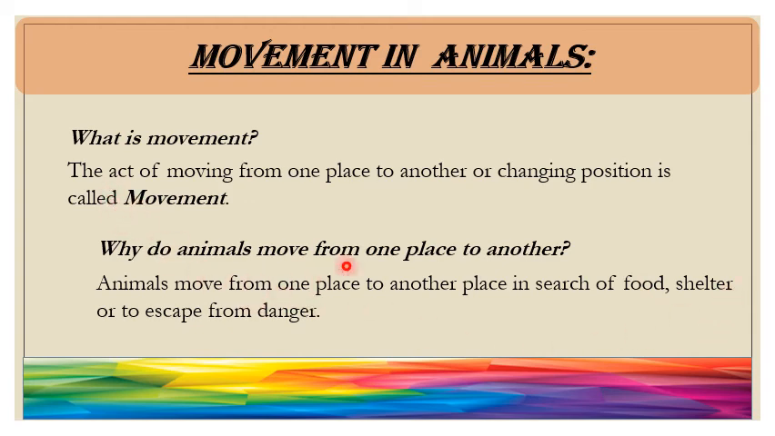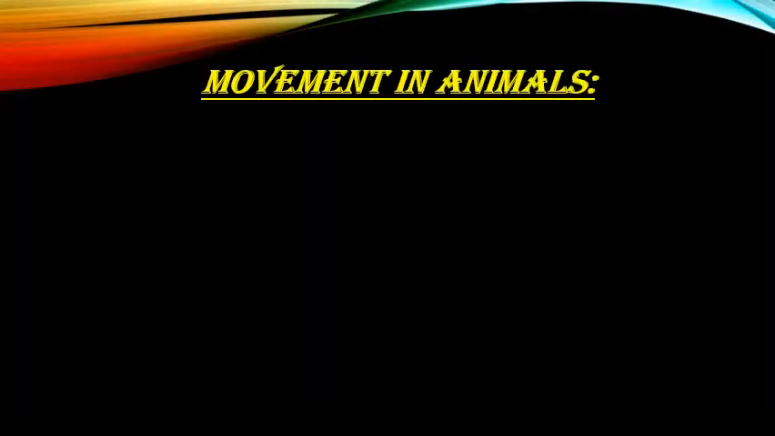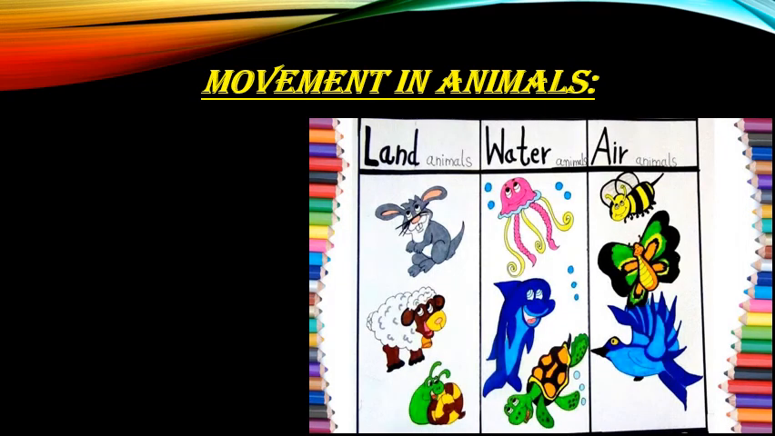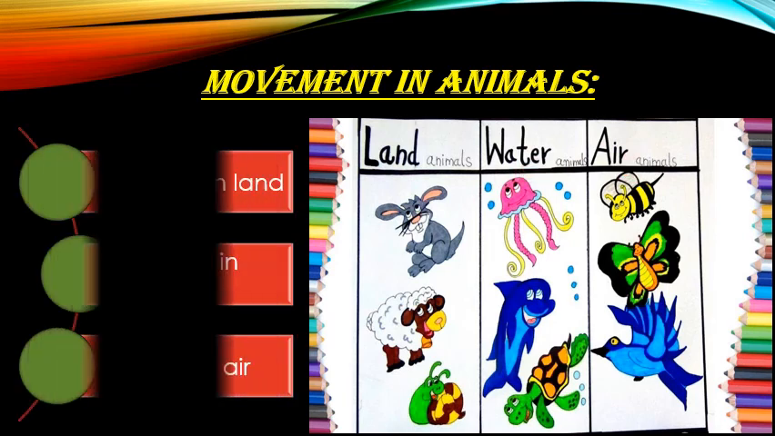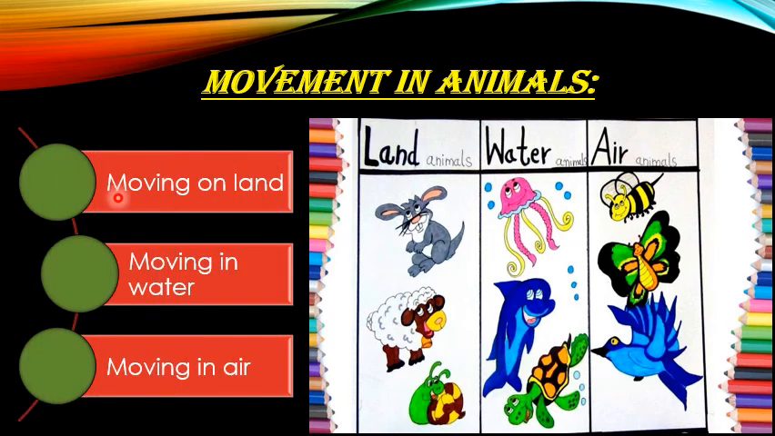Okay, so how have we divided the animals according to their movement? Let's begin. So students, according to your chapter, we have divided animals into different types according to their movement, like land animals, water animals and air animals. So in your book it is written as animals moving on land, animals moving in water and animals moving in air. Now we're gonna discuss them one by one.